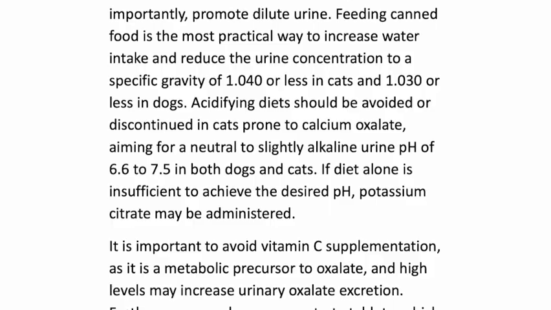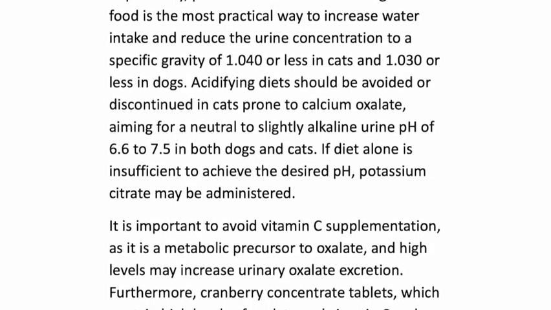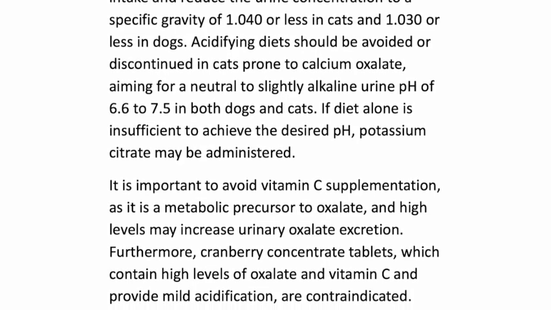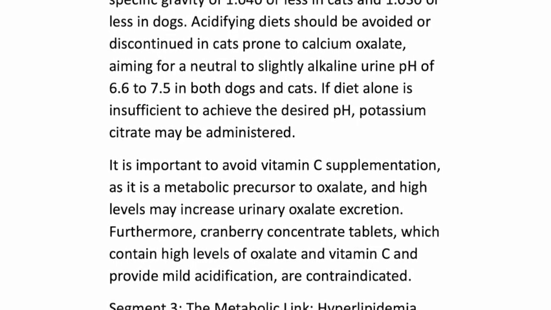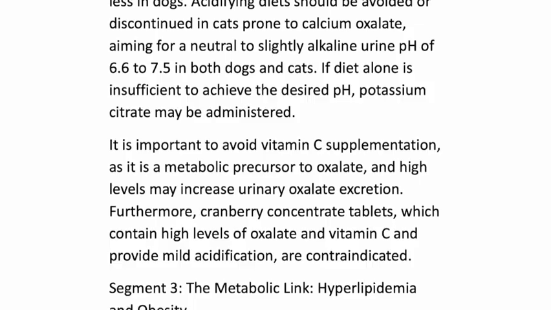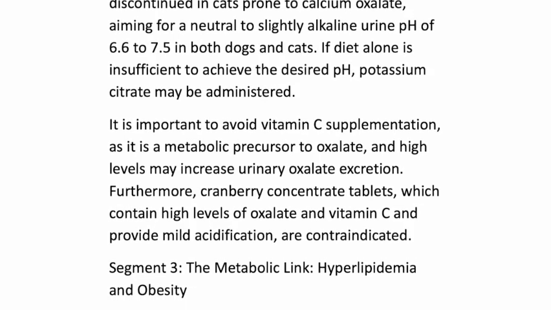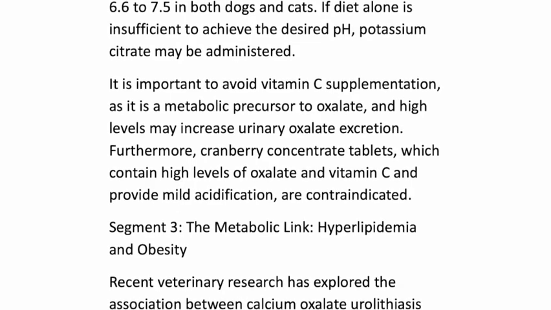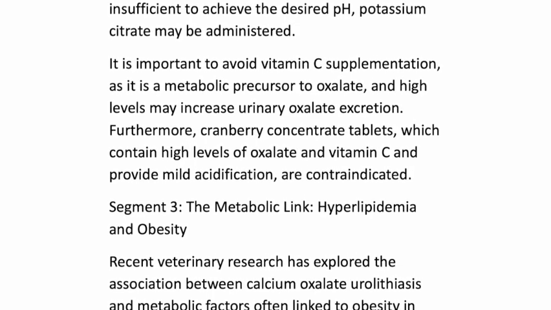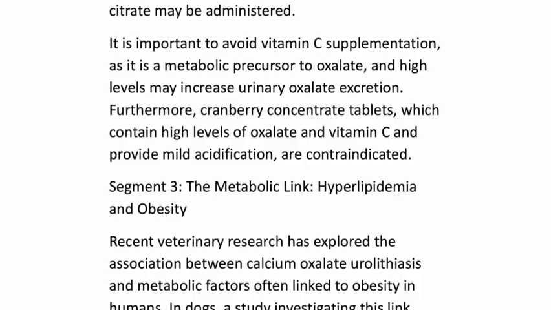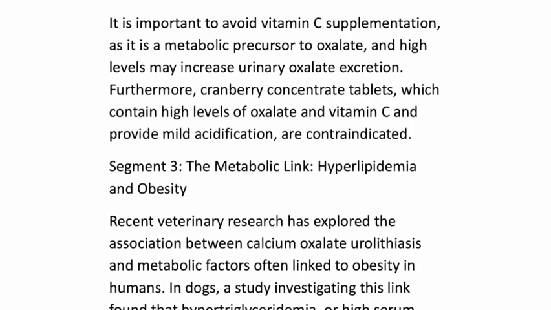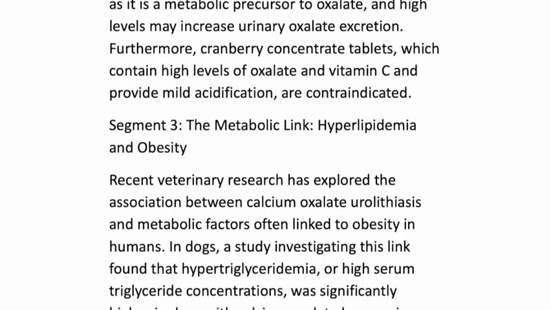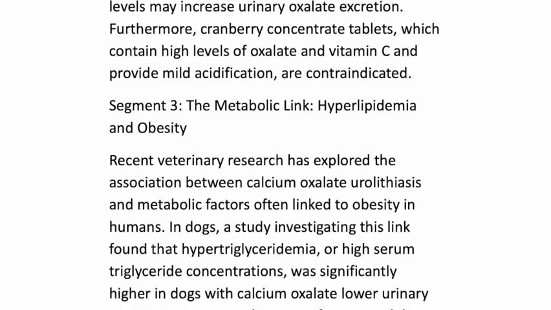Acidifying diets should be avoided or discontinued in cats prone to calcium oxalate, aiming for a neutral to slightly alkaline urine pH of 6.6 to 7.5 in both dogs and cats. If diet alone is insufficient to achieve the desired pH, potassium citrate may be administered. It is important to avoid vitamin C supplementation, as it is a metabolic precursor to oxalate, and high levels may increase urinary oxalate excretion. Furthermore, cranberry concentrate tablets, which contain high levels of oxalate and vitamin C and provide mild acidification, are contraindicated.